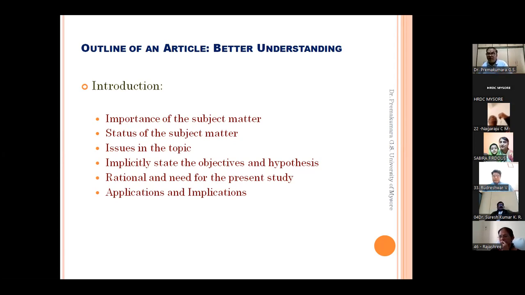And then you have to write about the rationale and need for the present study. Okay, you have stated the objective and hypothesis. Why are you writing this paper? What is the usefulness of this paper? What are the applications or implications of this paper? You have to write that in the beginning of your article, in the introduction. You have to conclude your introduction explaining how this paper can solve the problem or how it can help society or the literature world.